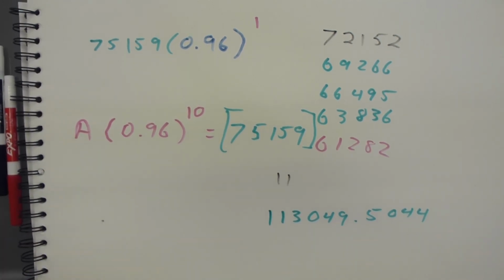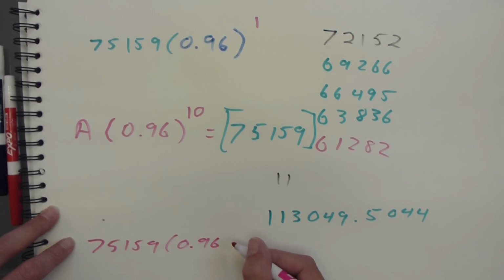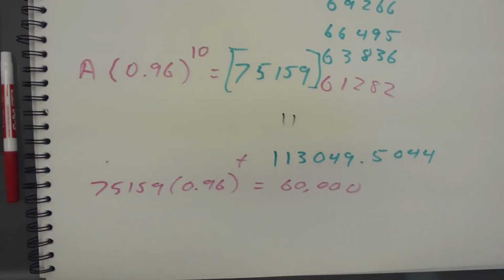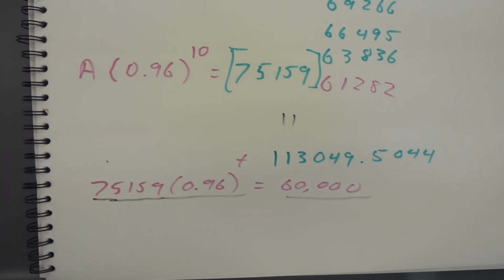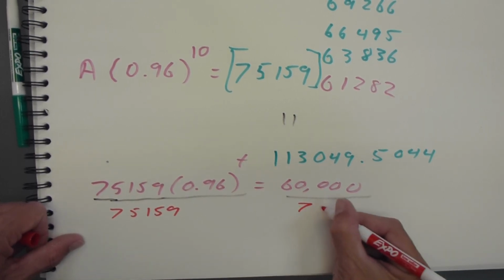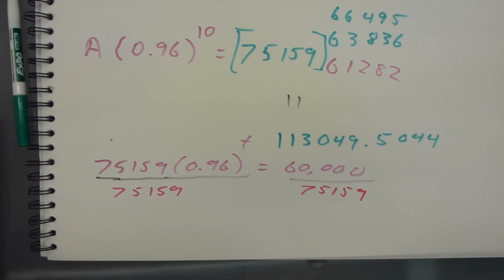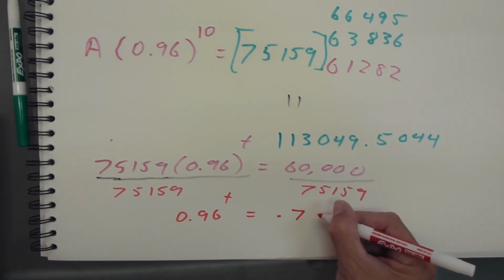Or you could say 75,159 times 0.96 to the t power equals 60,000, and then we would divide both sides by 75,159. So I get 0.96 to the t is equal to 60,000 divided by 75,159, which is 0.79831.